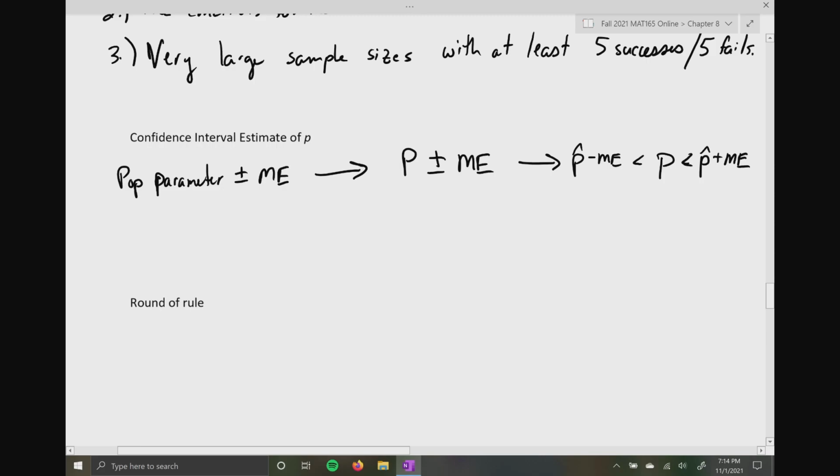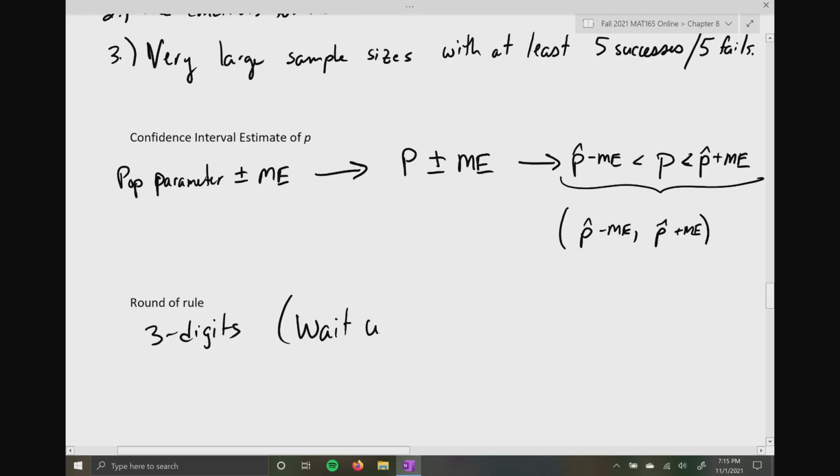Now, the way that we write this, we can write it like what we have here, which is an interval. Another way is just using parentheses, which you would have learned if you just did interval notation, okay? Oh, sorry, I'm getting lazy here. I need to put ME. All right. And the round off rule, just round to three digits. That's always pretty good. But wait until the end to round. Don't round early. Keep all the numbers that you need. Okay?